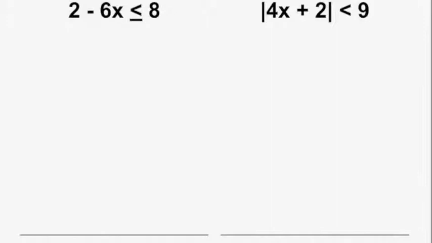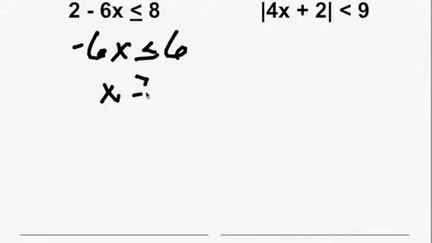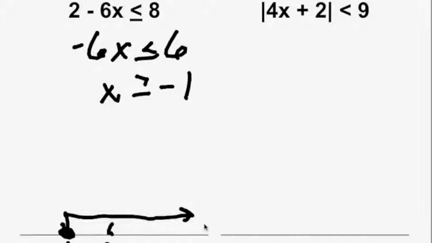Let's solve these two inequalities. 2 minus 6x is less than or equal to 8. So you subtract 2 from both sides, so you get negative 6x is less than or equal to 6. Then x, remember, flip the sign, is greater than or equal to negative 1. So you have your 0, your negative 1, your solid circle, and it goes out.